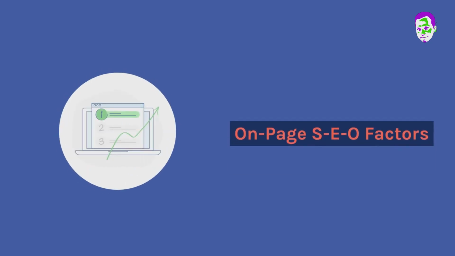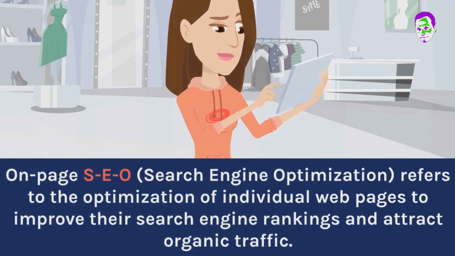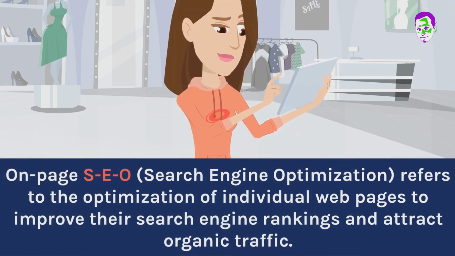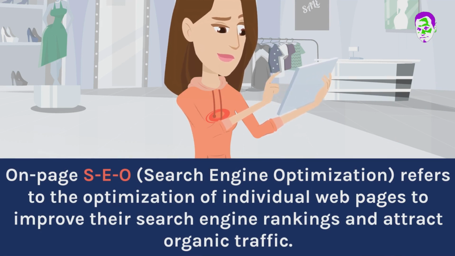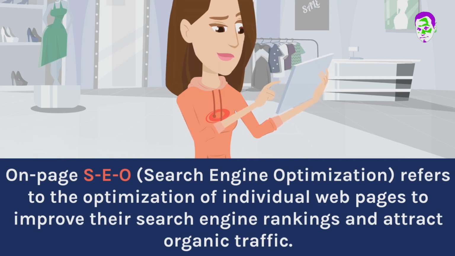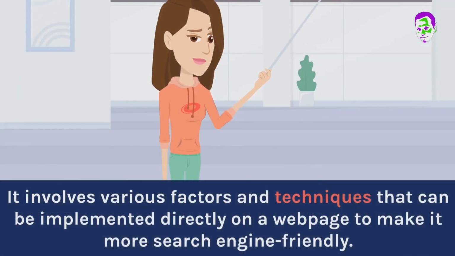On-page SEO factors. On-page SEO, search engine optimization, refers to the optimization of individual web pages to improve their search engine rankings and attract organic traffic. It involves various factors and techniques that can be implemented directly on a web page to make it more search engine friendly.